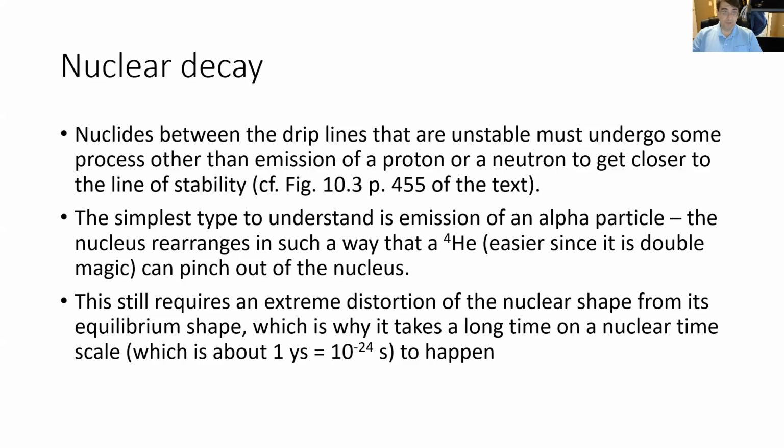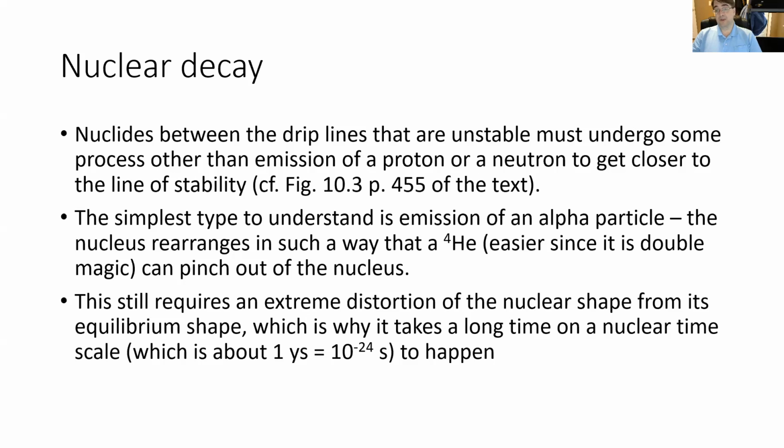But any of that type of nuclear decay will require a really substantial distortion of the nuclear shape from normal, which is why all of these processes, on the scale of the nuclear time scale, take a really long time. The nuclear time scale is about an octosecond or so, 10 to the negative 24th second. So even processes like gamma decay at 10 to the negative 16th seconds are still about 100 million vibrations of a nucleus. So that still is taking a while.